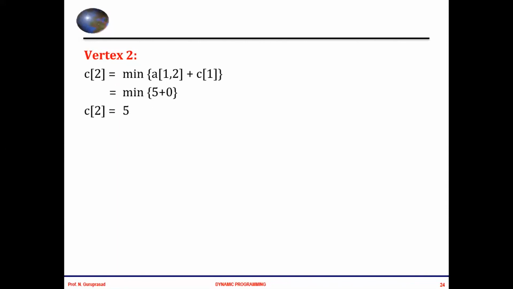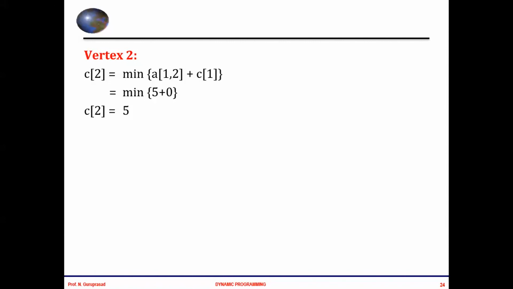So C of 2 will be 5. It is exactly the same as the previous method. In the previous method, we came in the backward direction. In this method, we will go in the forward direction. And here the source vertex you should take as C, right?